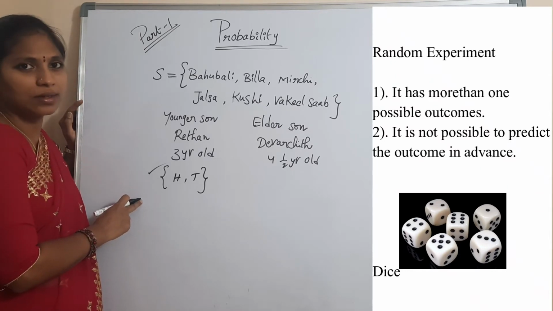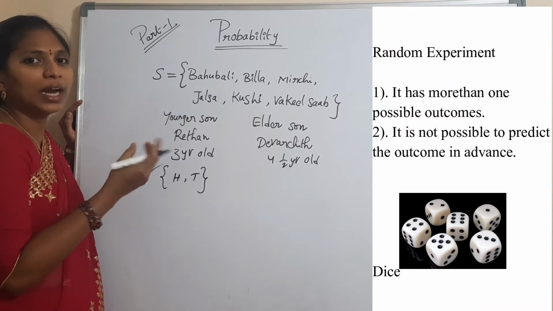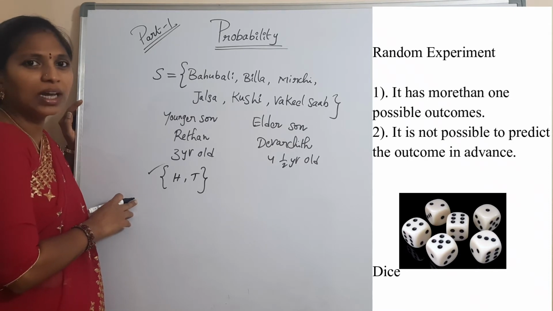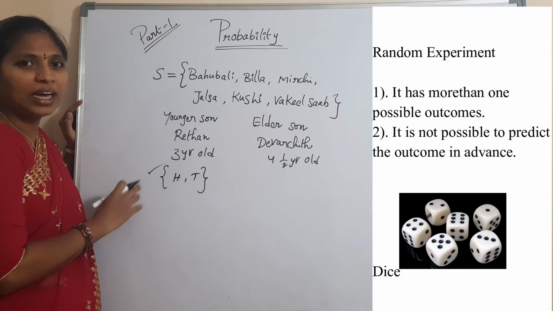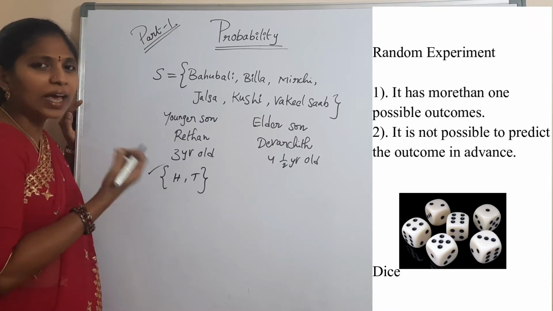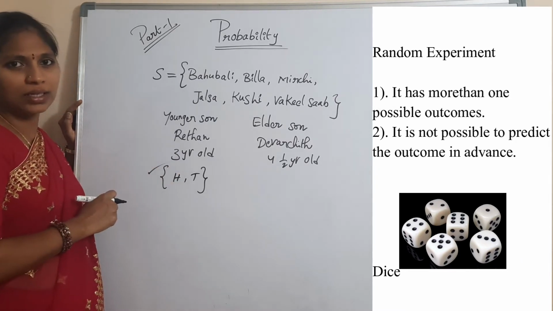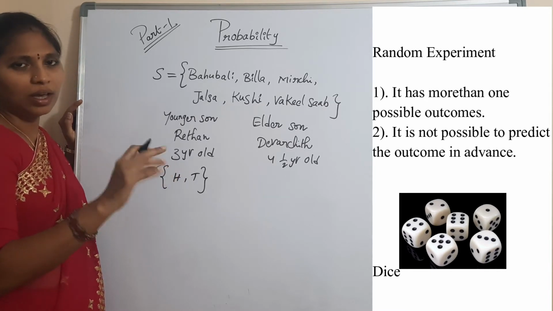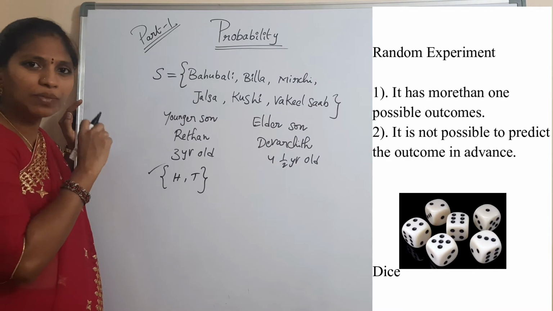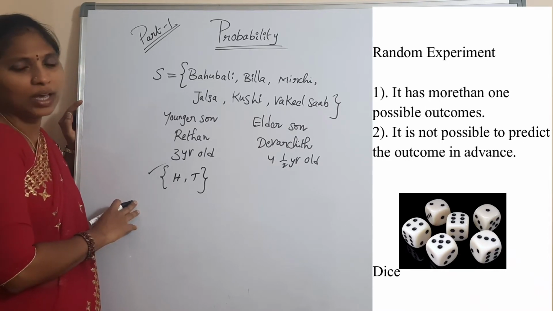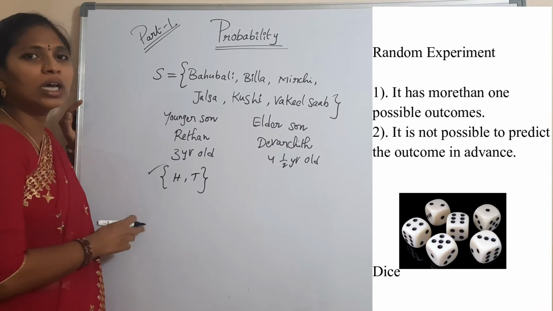1 to 6 numbers. Okay. Throwing a die. There are more than one possible outputs, 1 to 6. And if I roll a die, I can't say the result in advance. It may be 2 or 3 or 5 or 6. Any outcome from these 6. Okay, that is also an example for what?